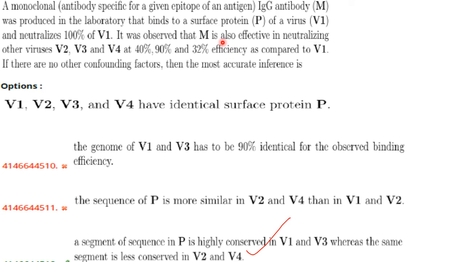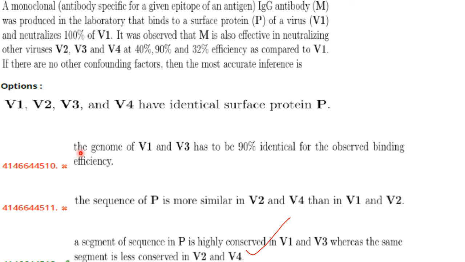Then it was observed that M is also effective in neutralizing other viruses V2, V3, V4 at 40%, 90%, 32% efficiency as compared to V1. If there are no confounding factors, then the most accurate inference is: first option, V1, V2, V3, V4 have identical surface proteins. If it was identical, then M would have neutralized it 100%. But only V1 is getting neutralized 100%, whereas V2, V3, V4 are 40, 90 and 32 respectively. So first option is not correct.